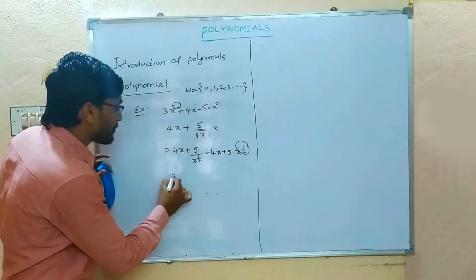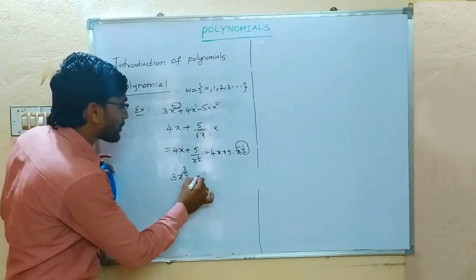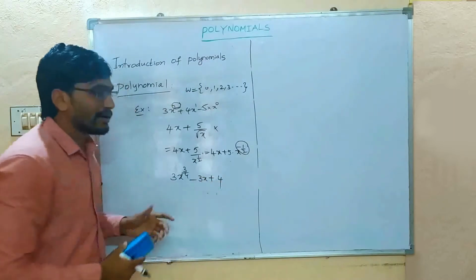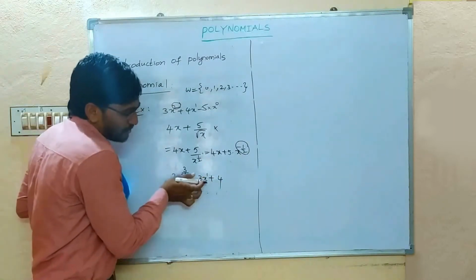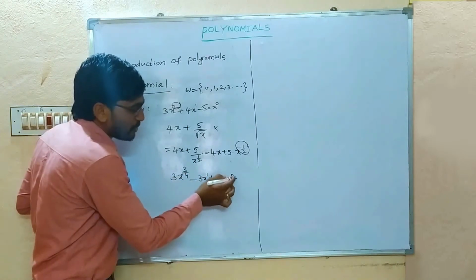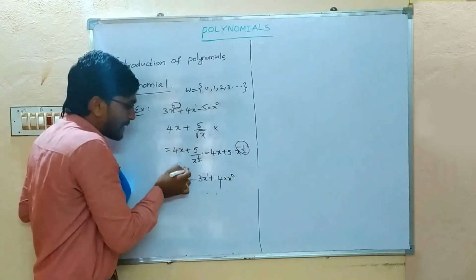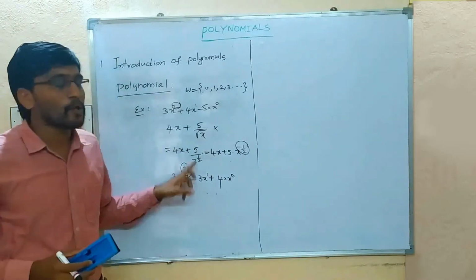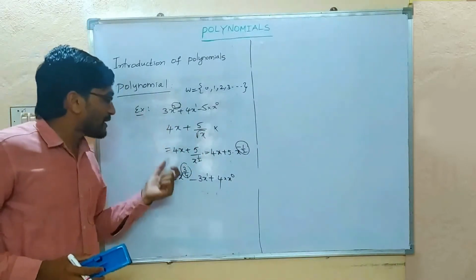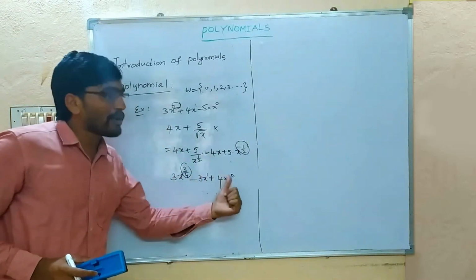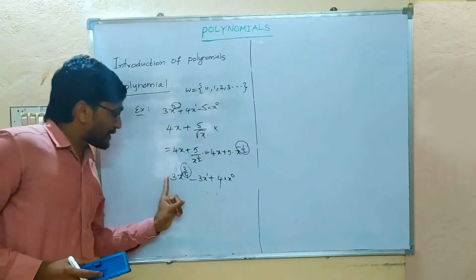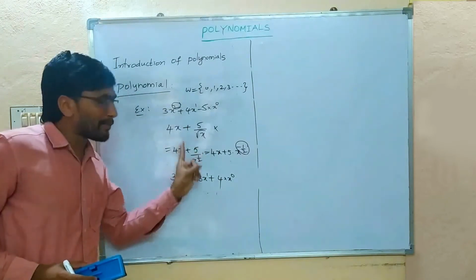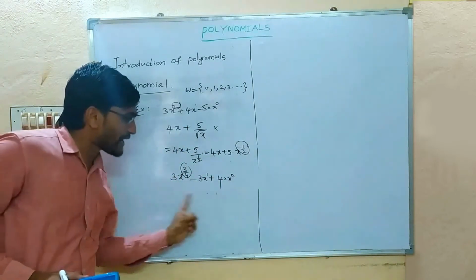Is 3x power 3 by 4 minus 3x plus 4 a polynomial? No, because here the power is 1, and here the power is 0. 0 and 1 are whole numbers, but 3 by 4 is not a whole number. So remember that each and every variable must have a whole number power, then only it is called a polynomial. Here 3 by 4 is not a whole number, it is a rational number, hence it is not a polynomial.